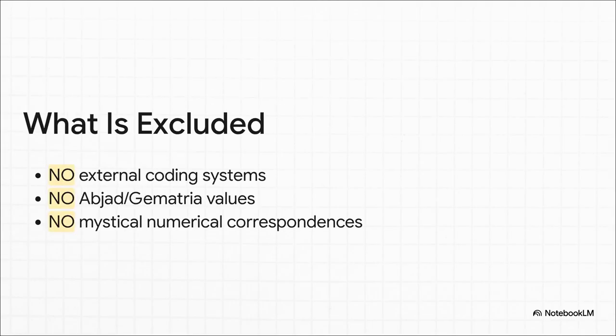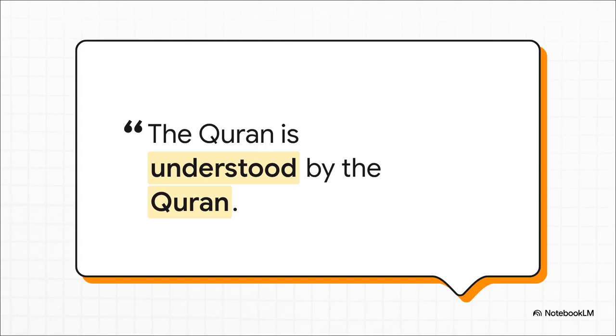Now, what we're not using is just as important. This method strictly, and I mean strictly, avoids any kind of external coding system. So there are no abjad or gematria values. Those are ancient systems where letters are given numerical values. The analysis relies only on counting what is physically there in the text. And all of this really boils down to the core principle of this whole approach, which comes from the source material itself. The Quran is understood by the Quran. In other words, the text is its own reference, its own dictionary. Everything we need is supposed to be right there inside it.